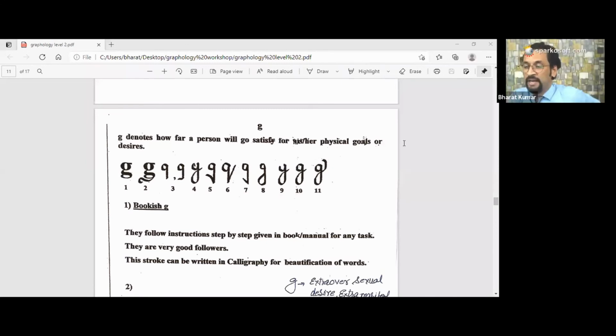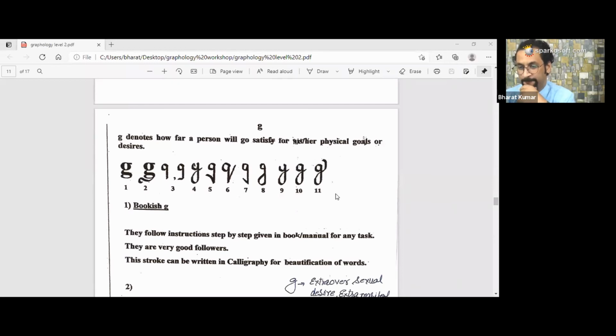This is an extremely important point. Please, while assessing writing, take care of this point. That is alphabet G. G denotes how far a person will go to satisfy his or her physical goals or desire. So I will give you many different types of G here. Many are already here in the printed format. Now check it. First kind of G, second kind of G, third kind of G, and then fourth, fifth, sixth.